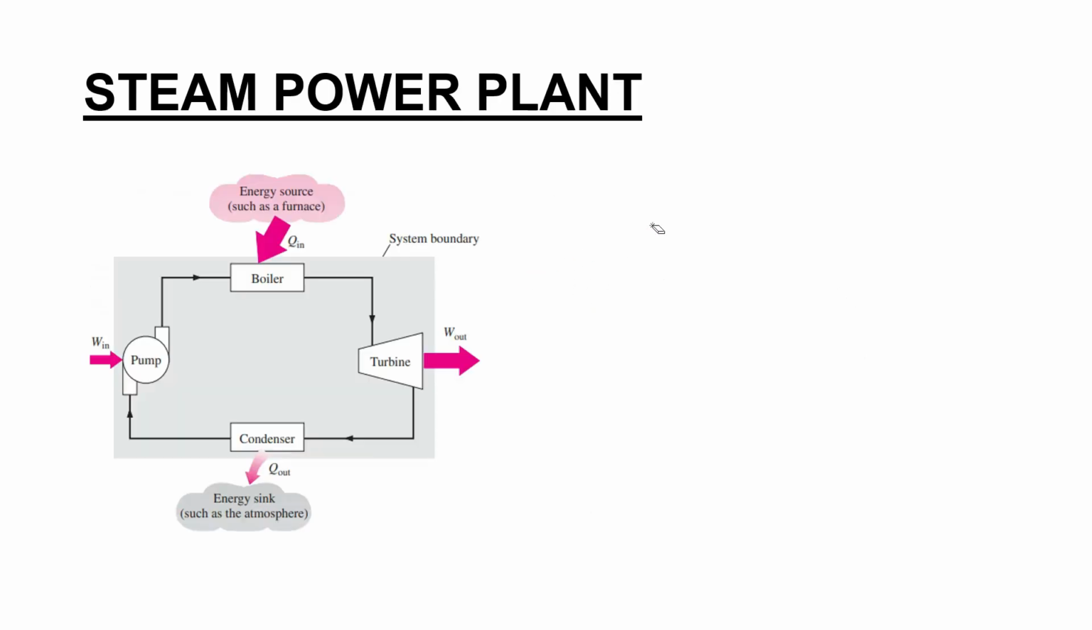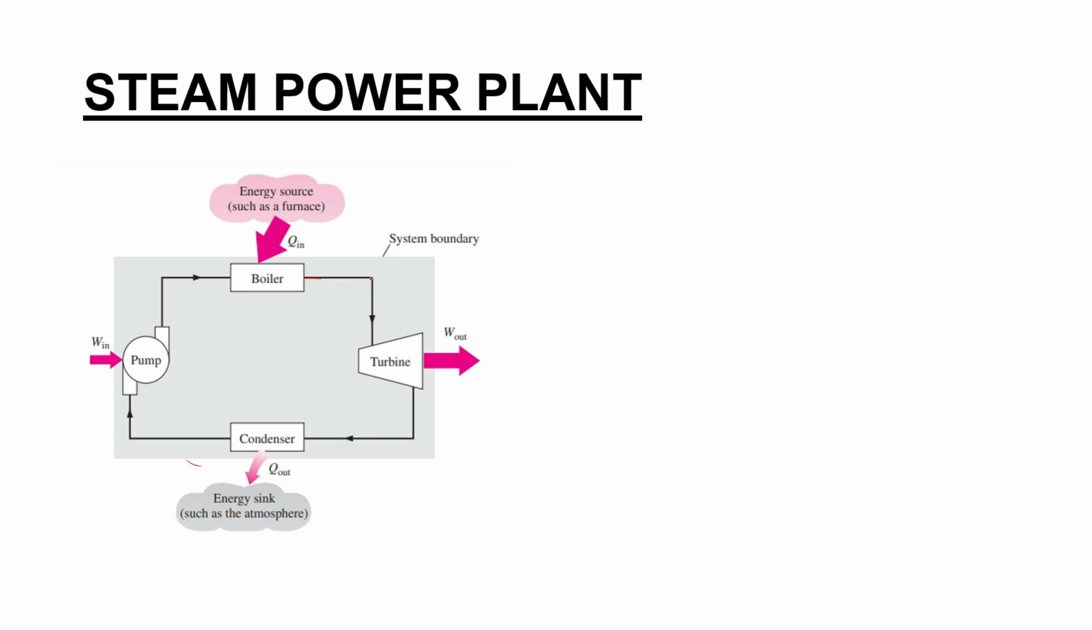Now let us take the example of a steam power plant, which is a heat engine. In a steam power plant, you have an energy source such as a furnace, which can be assumed to be a thermal energy reservoir, from which you are extracting heat Q in. So you have the boiler here. In the boiler, you have water. This water evaporates into steam in the boiler, and this steam is passed to a turbine. This is your system boundary. All these devices come under the system boundary. This is an arbitrary boundary.